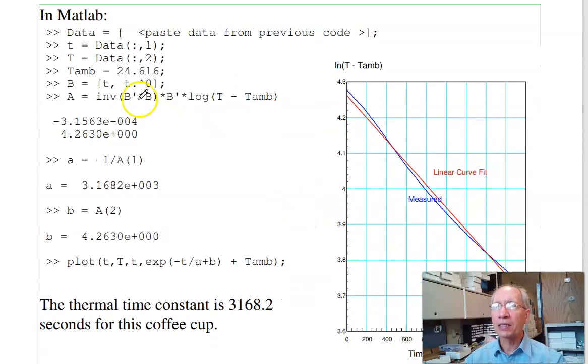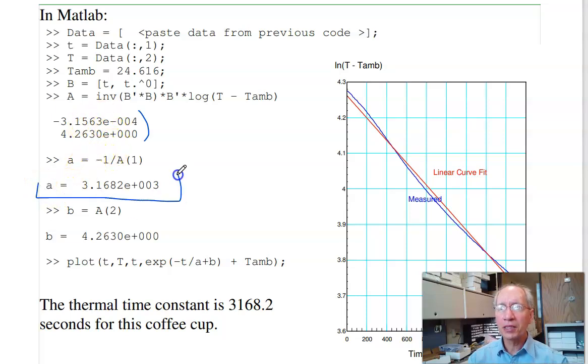In MATLAB I can do that. I can take the data in the Pi Pico, save the data to a file, copy it, paste it into MATLAB, pull off the columns of data. Time is the first column, temperature is the second column, the room temperature, you have to know what that is. Form the basis function, that's t and 1, do the least squares curve fit, and I get these terms. This is my thermal time constant, that's the slope, there's my offset. That's what I really care about.